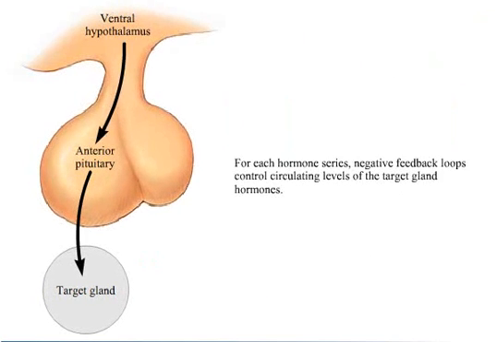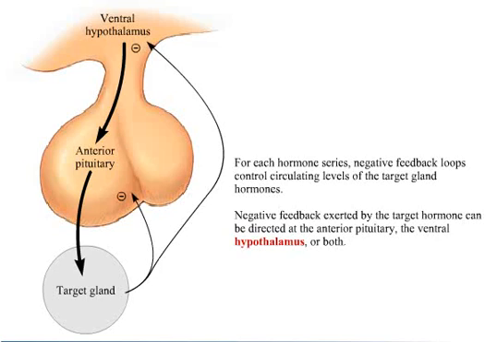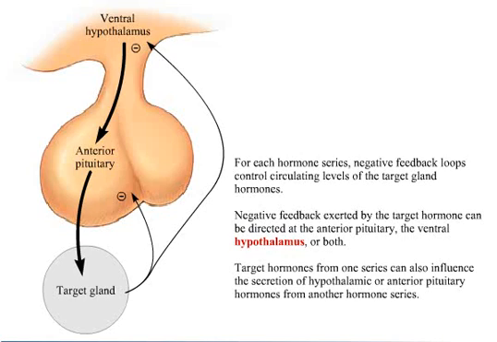For each hormone series, negative feedback loops control circulating levels of the target gland hormone. Negative feedback exerted by the target hormone can be directed at the anterior pituitary, the ventral hypothalamus, or both. Target hormones from one series can also influence the secretion of hypothalamic or anterior pituitary hormones from another hormone series. We have looked at negative feedback control for thyroid hormone and cortisol in Topic 2. Let's review them briefly here. Click the pituitary gland to continue.